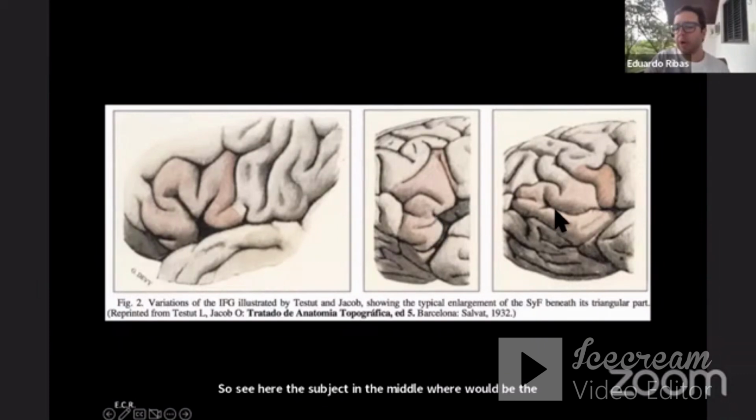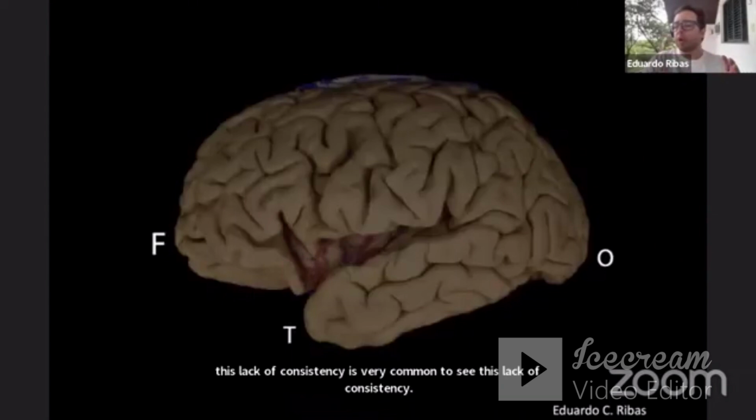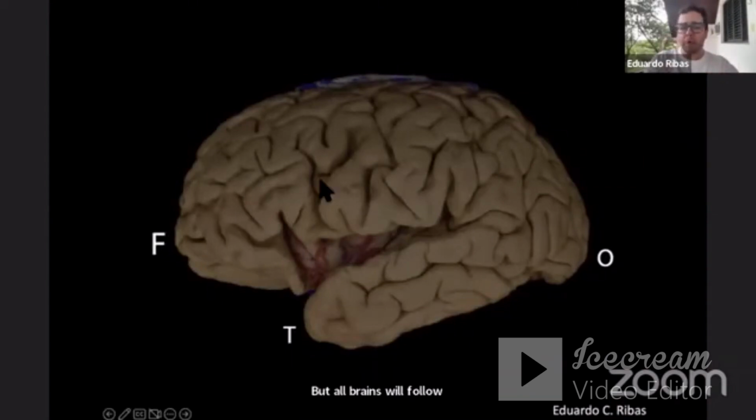And the subject on the right side, pars triangularis, perhaps here, really far away from the Sylvian fissure. So you can see this lack of consistency. It's very common to see this lack of consistency. But all brains will follow, up to a point, a blueprint. So I'm trying to make short phrases for you to remember this blueprint.